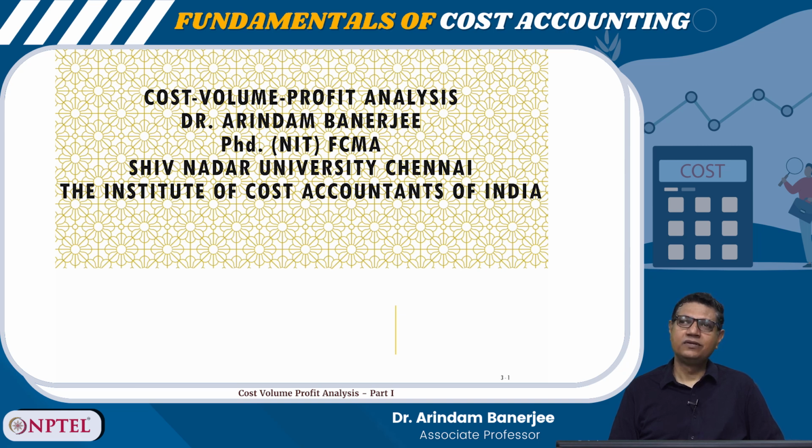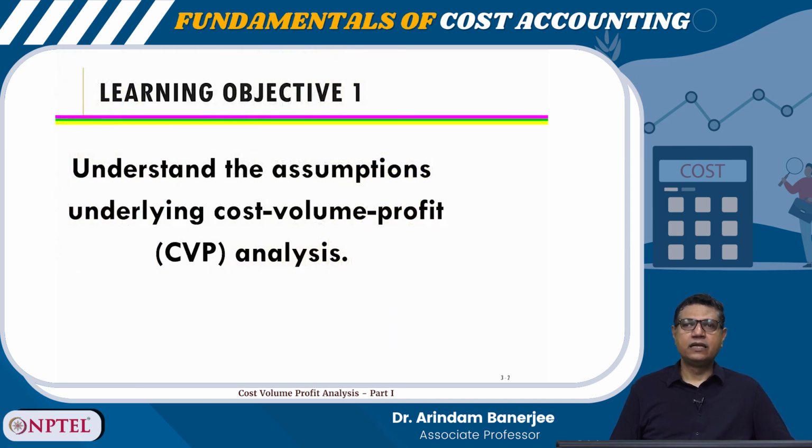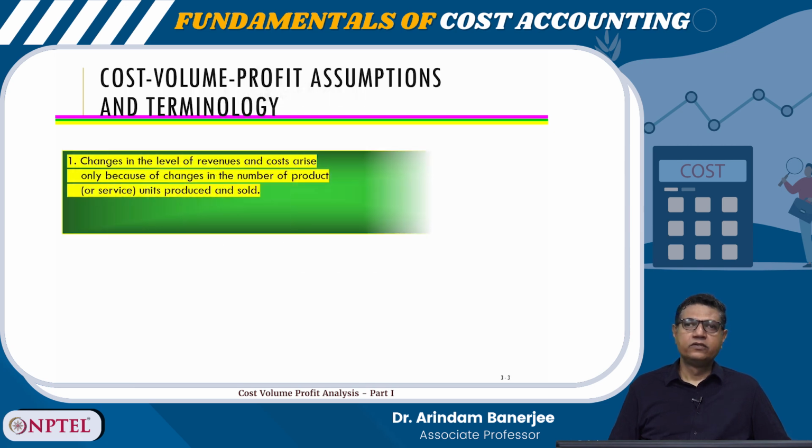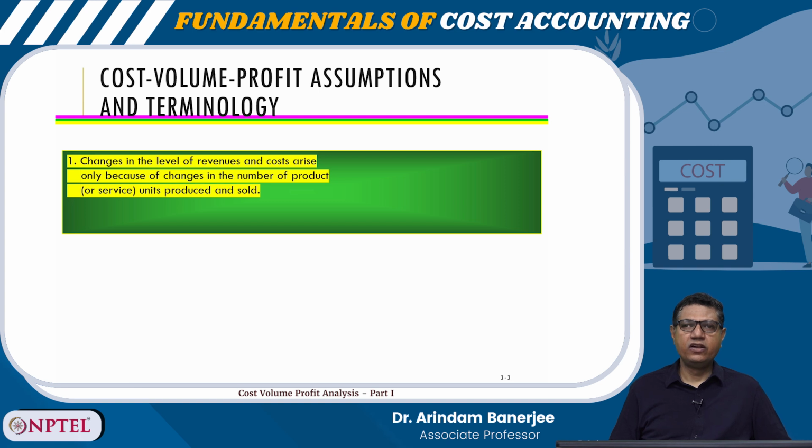Fine. Now, before going into the further details, let us first discuss the basic assumptions underlying this concept. So, what are the basic assumptions? This is learning objective 1, understand the assumptions underlying the CVP analysis. First, the changes in the level of revenues and costs arise only because of changes in the number of product or service units produced and sold.